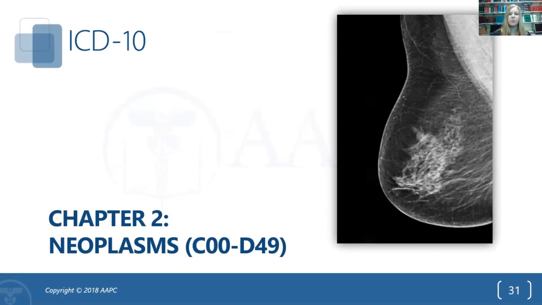Next, we're going to cover neoplasms, which is C00 through D49. When we're coding for neoplasms, that documentation has to include the morphology, such as if it's benign, in situ, or malignant. Always make sure to look up the term first. Don't just jump to the neoplasm table, because there are certain conditions that have listings in the alphabetic index for that specific type of neoplasm.